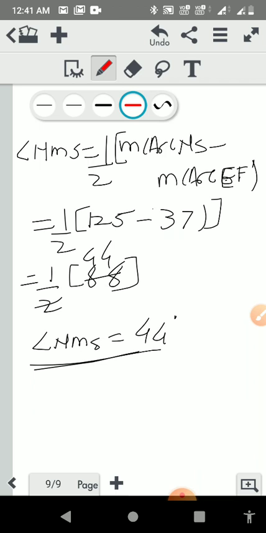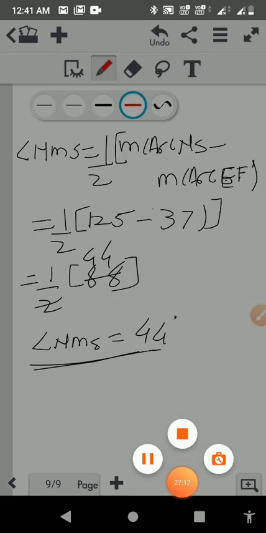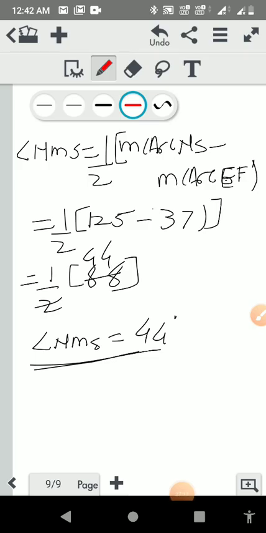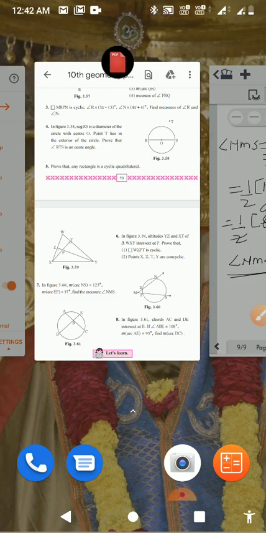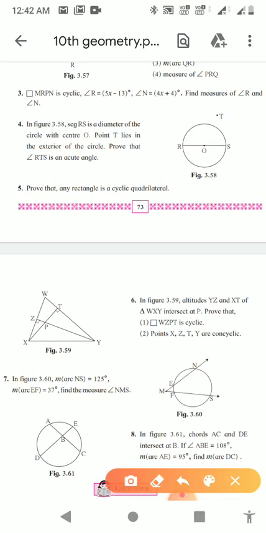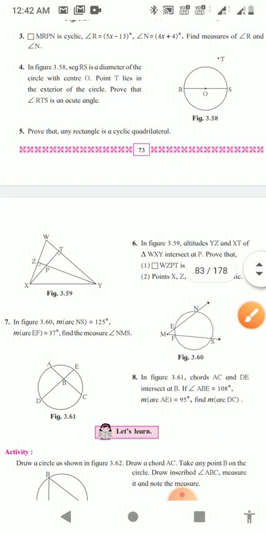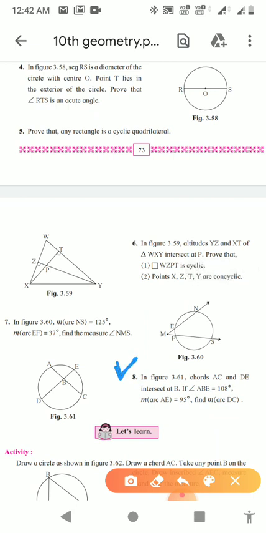Okay, now we are going to see the next question of this exercise, that is question number 8, which is quite an interesting question. We need some basic ideas about the circle in order to solve this problem.